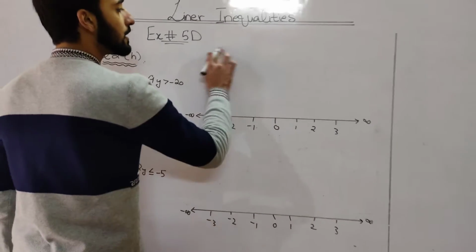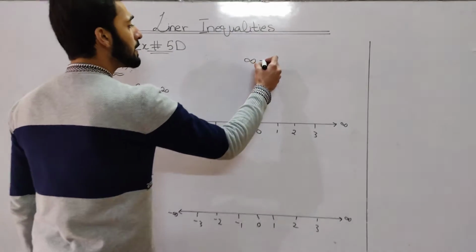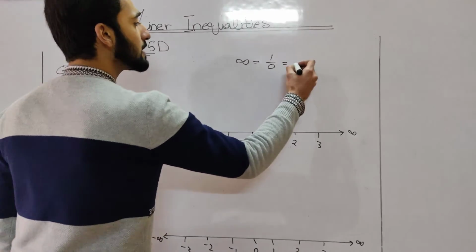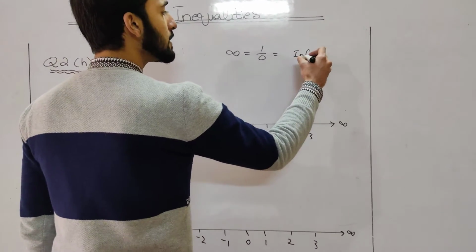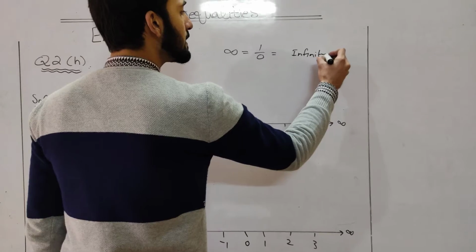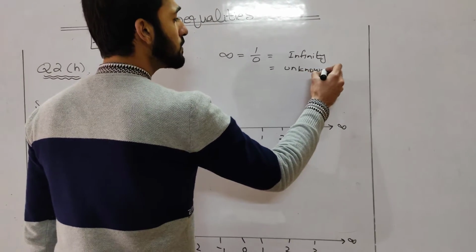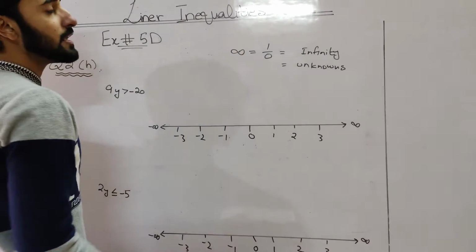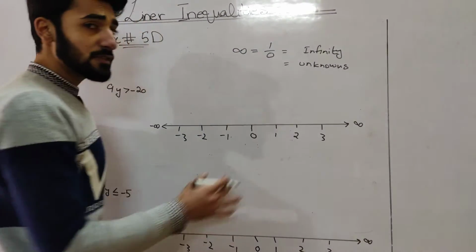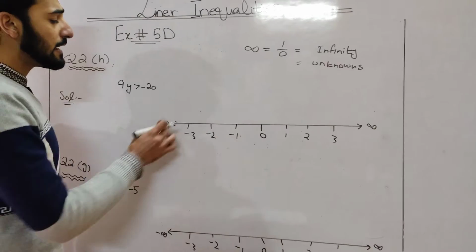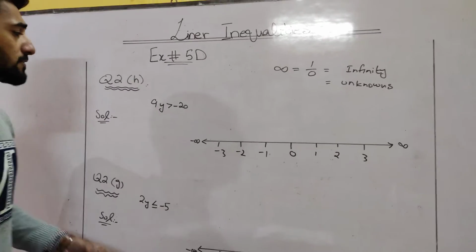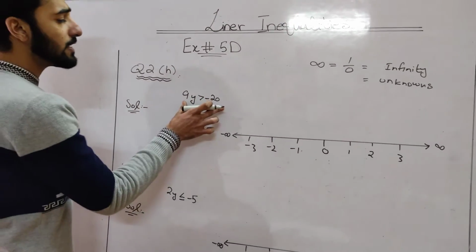And I told you that infinity equals 1 over 0. We can say that infinity is unknown. No one knows about infinity. It is endless, the number is endless, it never ends. Okay students, now we are required to find the values of these.